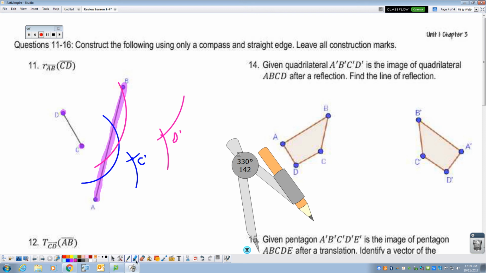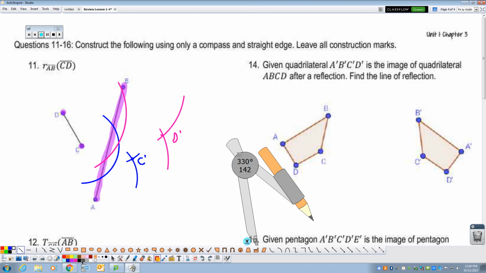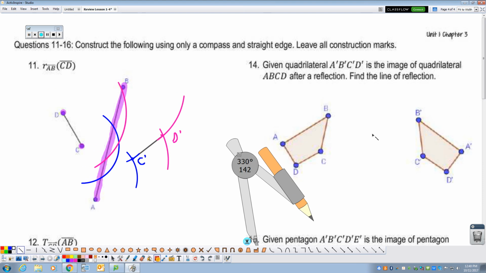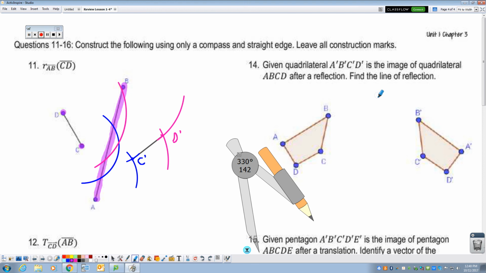Now we are supposed to draw the segment, and so I finish by connecting C prime to D prime, and I'm done. The next construction, actually let's move over to 14 because it is another line of reflection construction.